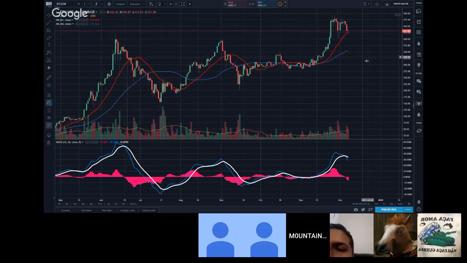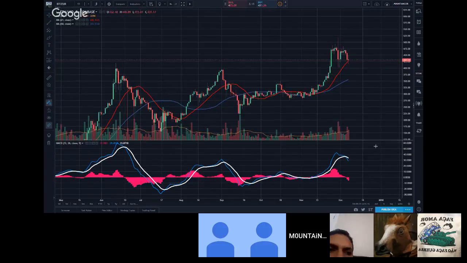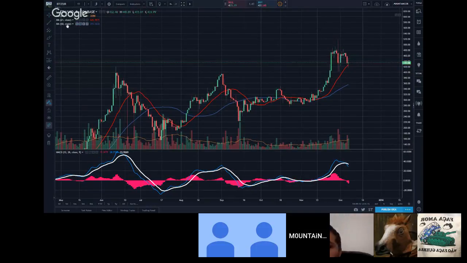Now, if you have a particular indicator up and you don't want to close it out, like I don't want to get rid of this, I just set it up, I got my colors right the way I want them. You don't want to close it, because if you close it, then when you reopen it, it's going to be back to the default settings.